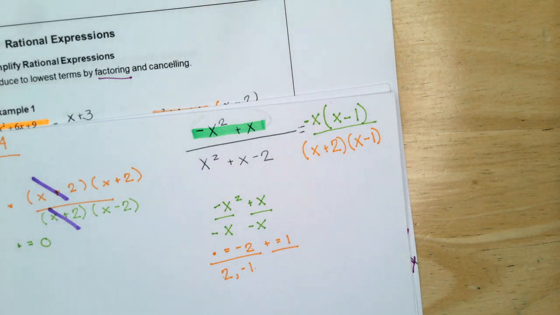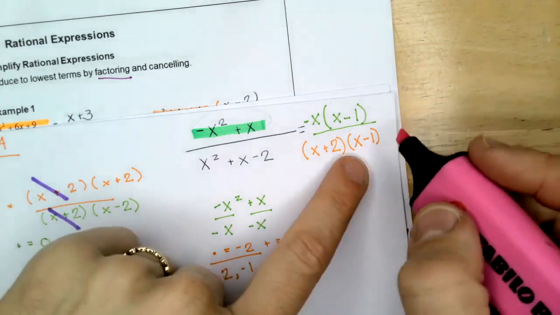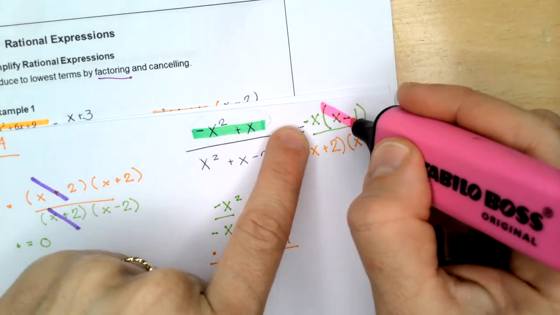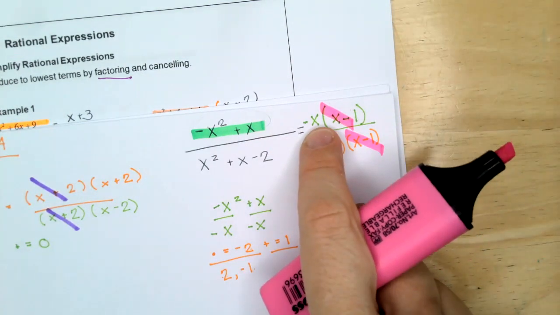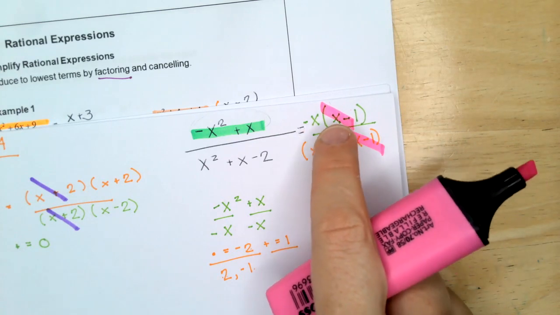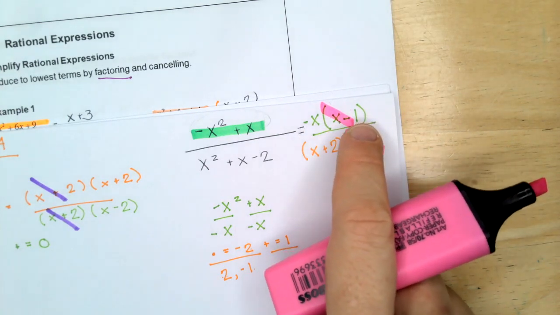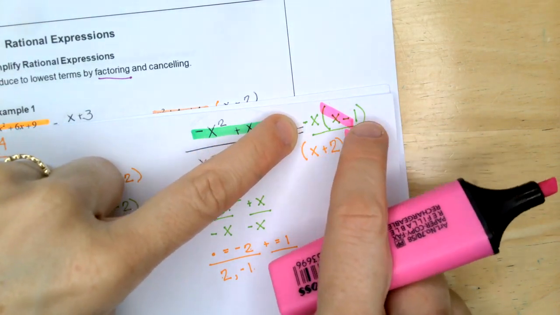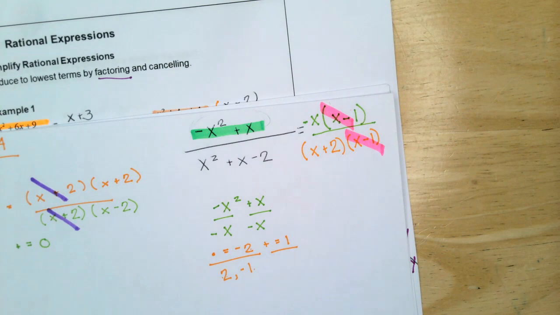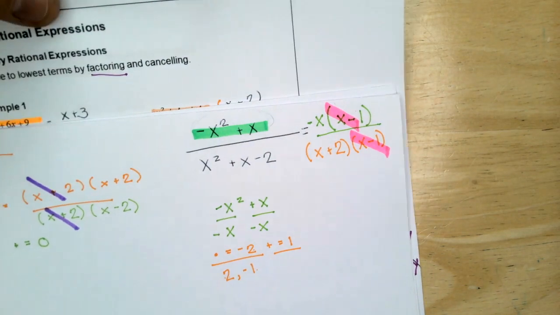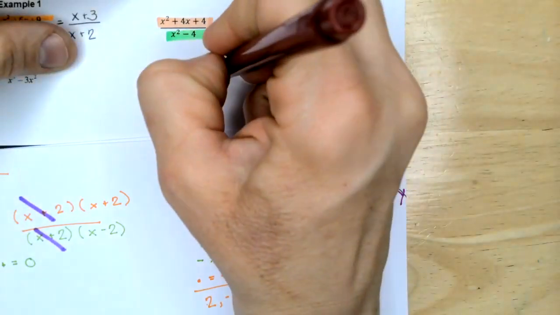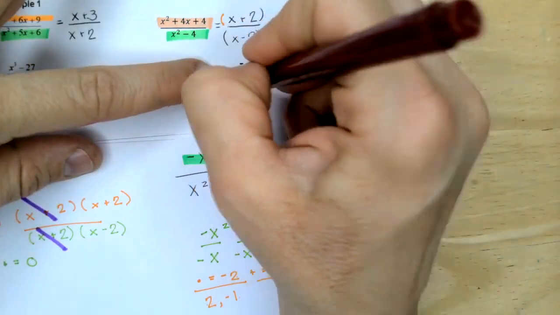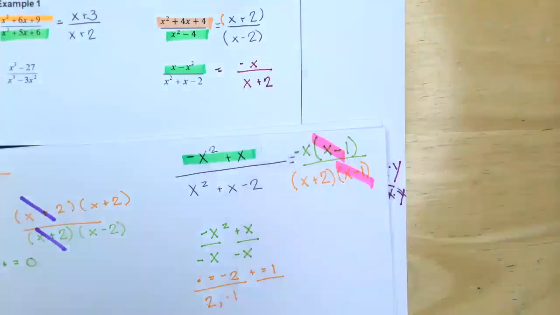Okay, now you'll see that since this is a positive x, this is a positive x, this is a -1, this is -1, we can cancel this. If we hadn't factored out a negative x and we had gotten negative x plus 1, we can just then factor out a -1 and it becomes a negative x times x minus 1, right? So our final answer here is negative x over x plus 2.